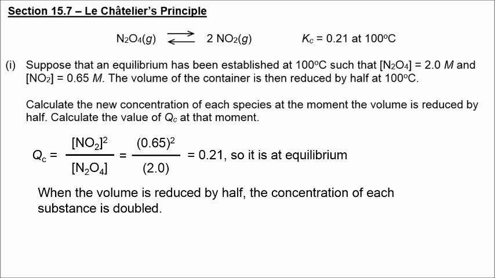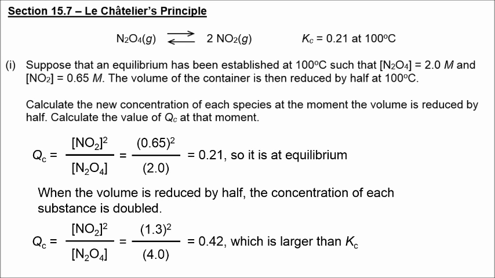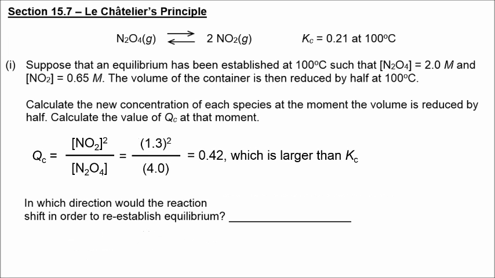So that is going to double the concentration of each gas because the volume is reduced by half. So now instead of 0.65, the concentration of NO2 is double, 1.3. Instead of having a concentration of 2 for the N2O4, now that concentration is 4. If we solve for this particular value of Q, the reaction quotient, we get 0.42. And since Q is larger than K, we have too many products, we're going to have to shift toward the reactants. So shifting toward the left because Q is larger than K.